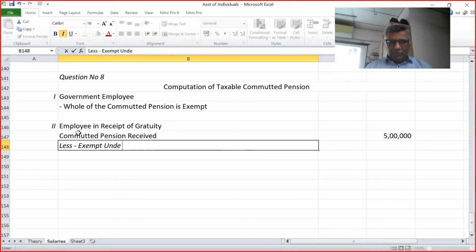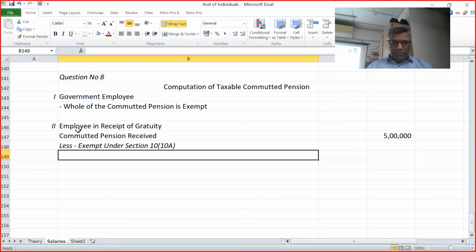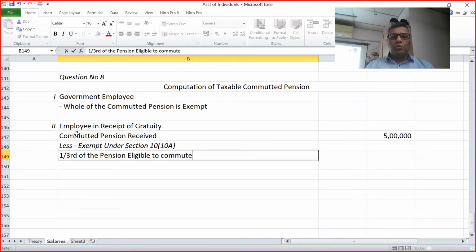No problem if you don't remember these things. In receipt of gratuity means 1/3 of the pension is eligible to commute. So what happens is 5 lakh divided by 50 into 100 into 1/3. 5 lakh is 50%. What is 100% on that 1/3?